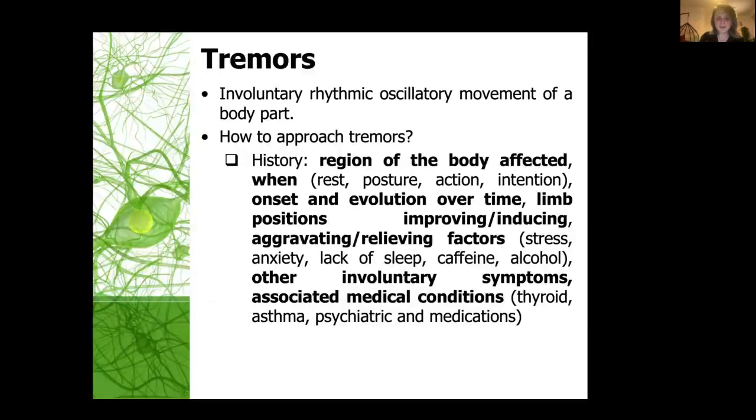And then when did it start and how did it progress over time? So was it a sudden onset? Was it a gradual onset and very slowly progressive? This is all important information. And is there any limb positions that helps this tremor or actually causes this tremor? Is there any aggravating or relieving factors? So things like we can ask about stress, anxiety, lack of sleep, caffeine, alcohol. There are other involuntary symptoms we also could ask about that are associated with it.